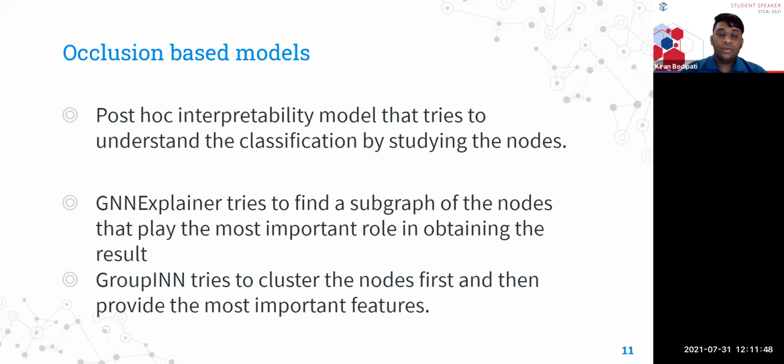There are two techniques that are used. That is the GNN explainer and the groupin. The groupin tries to cluster the nodes first and then provide the most important features for a particular node. On the other hand, GNN explainer first tries to find a subgraph for the nodes that play the most important role in obtaining the results and then provides the explanation.